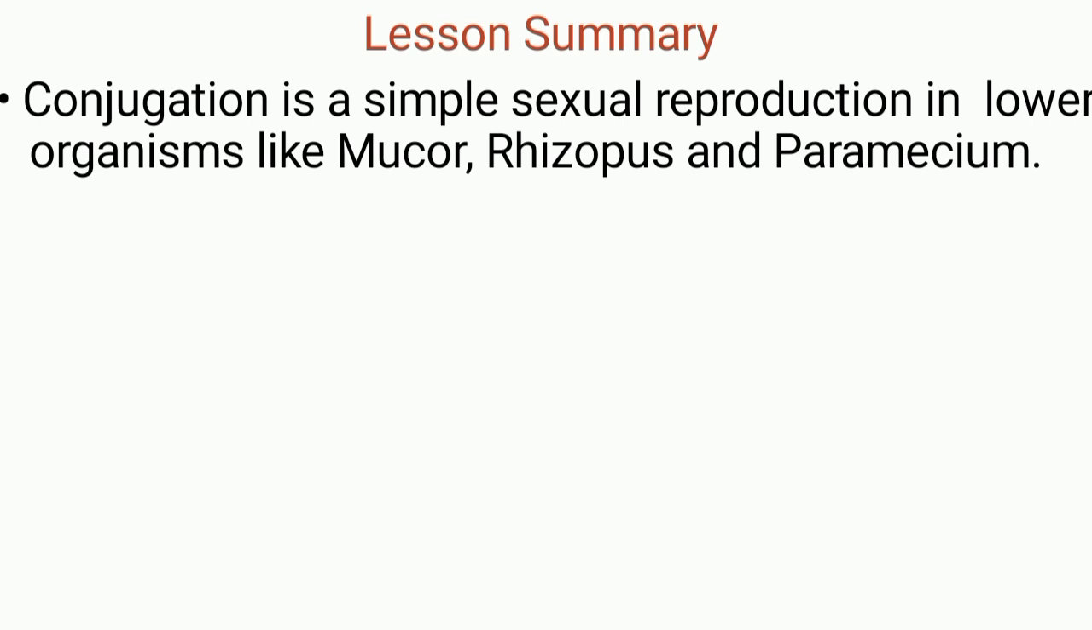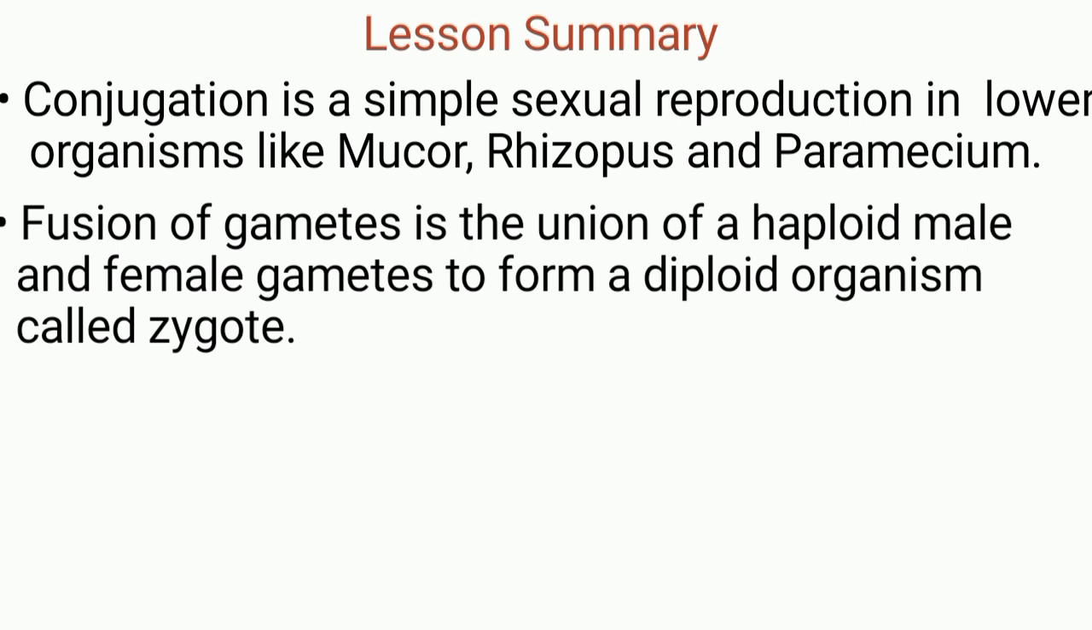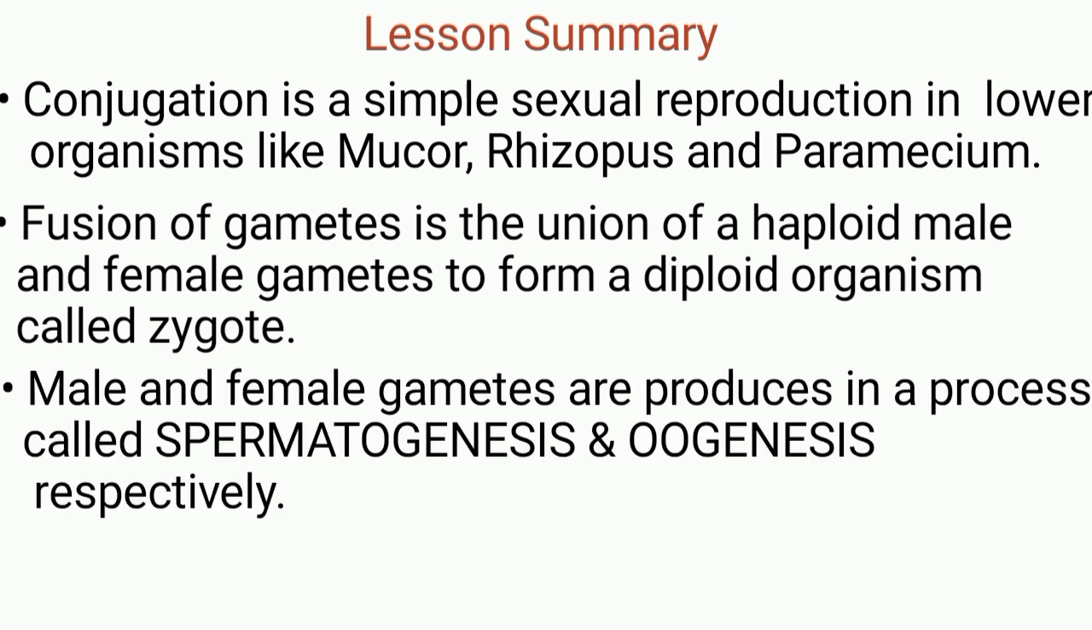We went ahead to learn that fusion of gamete is the union of haploid male and female gamete to produce a diploid organism called zygote. These gametes are produced in a process called spermatogenesis and oogenesis, which we explained in detail.